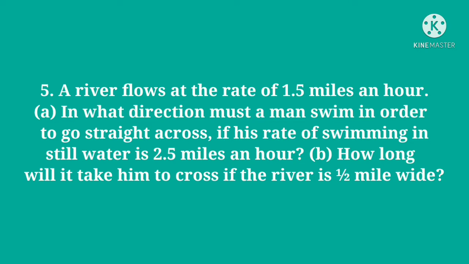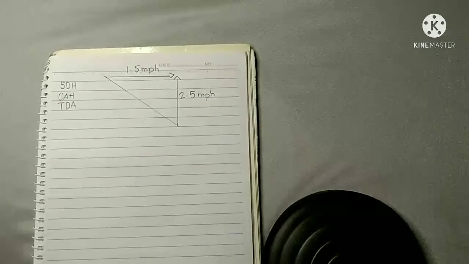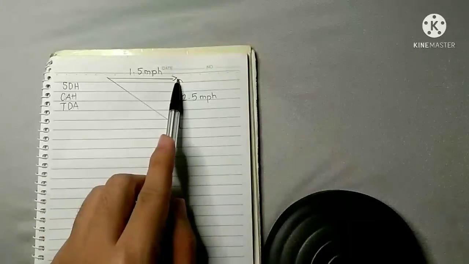So number 5: a river flows at the rate of 1.5 miles an hour. A, in what direction must a man swim in order to go straight across if his rate of swimming in still water is 2.5 miles an hour? B, how long will it take him to cross if the river is 1.5 miles wide? To solve this problem, again, we must illustrate.